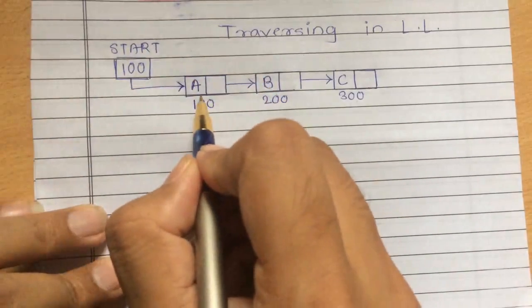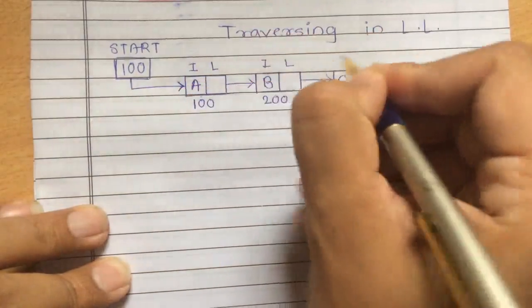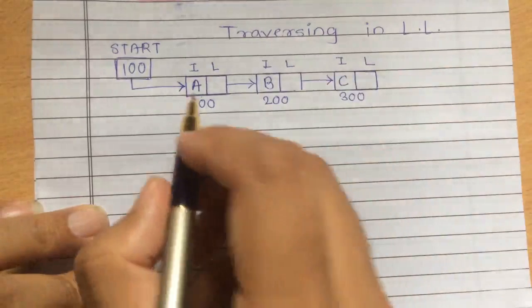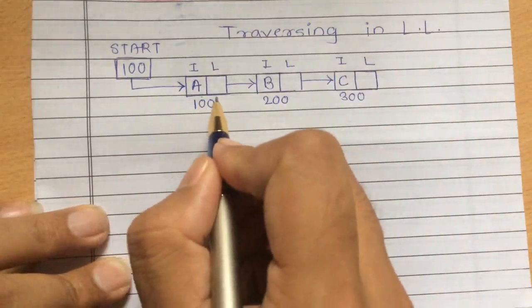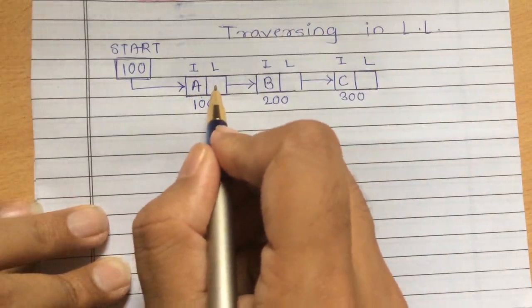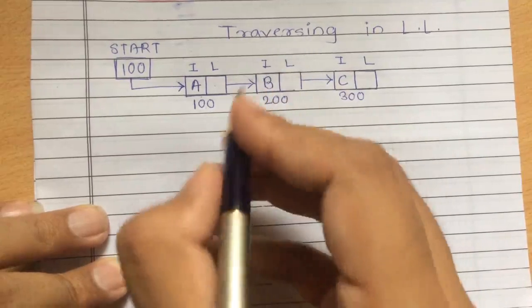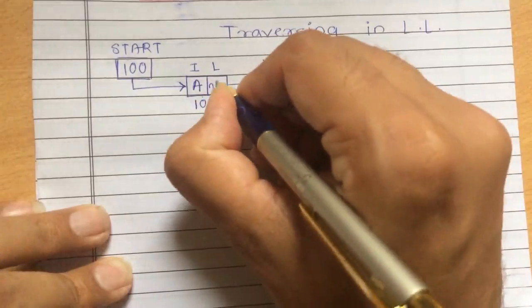This is the info part and this is the link part, the same for all: info, link, info and link. The info part of the first node contains A. The link part will hold the address of the next node, and the address of that node is 200. So 200 will get stored over here.